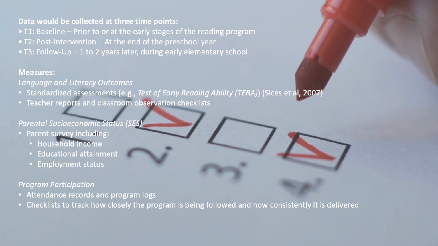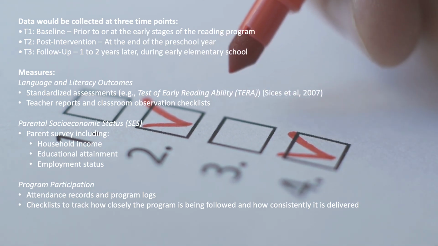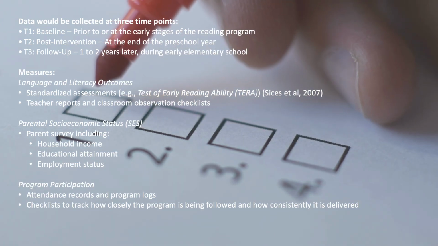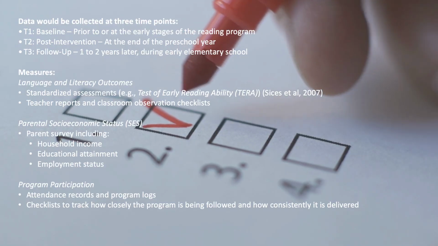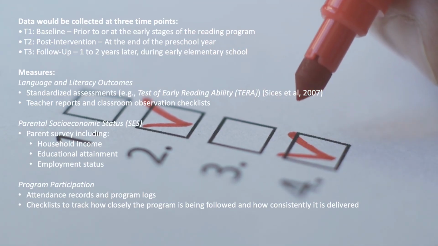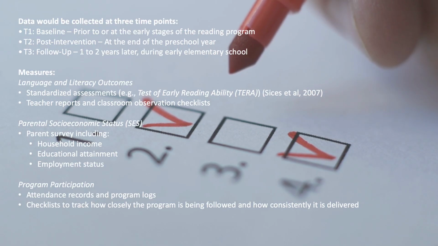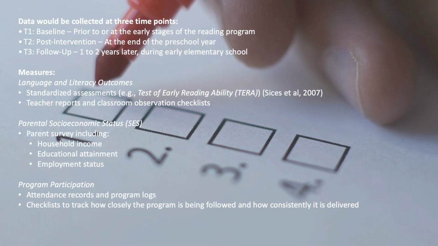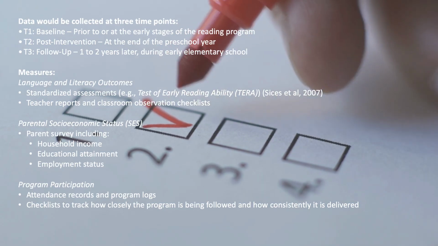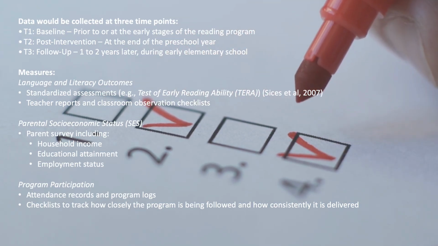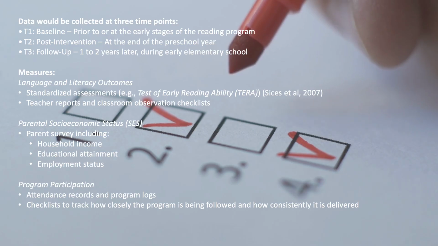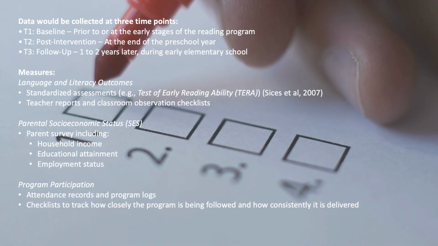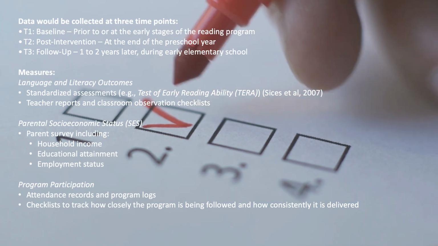And if we were to carry out the study, we'd consider 3 key areas for data collection. So the first one is language and literacy outcomes. We were thinking about using things like standardized reading tests, teacher reports, and structured classroom observations. For parental SES, parents could complete a survey on income, education, and employment to help us track an overall SES score. And then for program participation, we'd track attendance and use fidelity checklists to monitor how consistently the reading program is being delivered.